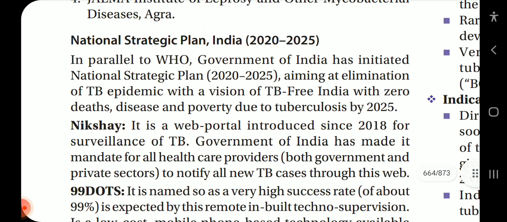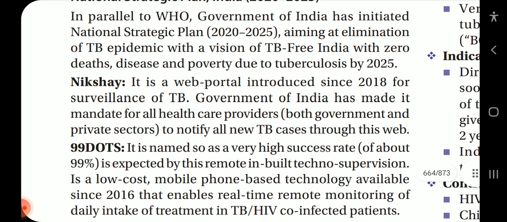National Strategic Plan of India 2020 to 25. In parallel to WHO, the Government of India has initiated a national strategic plan aiming at elimination of the TB epidemic with a vision of a TB-free India with zero deaths, disease and poverty due to tuberculosis by 2025. Nikshay is a web portal introduced in 2018 for surveillance of TB.